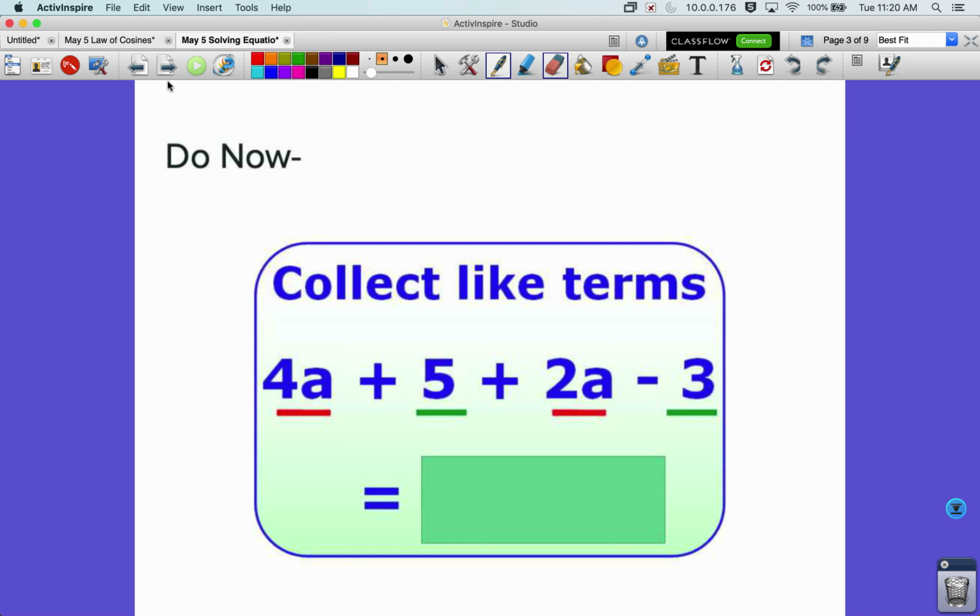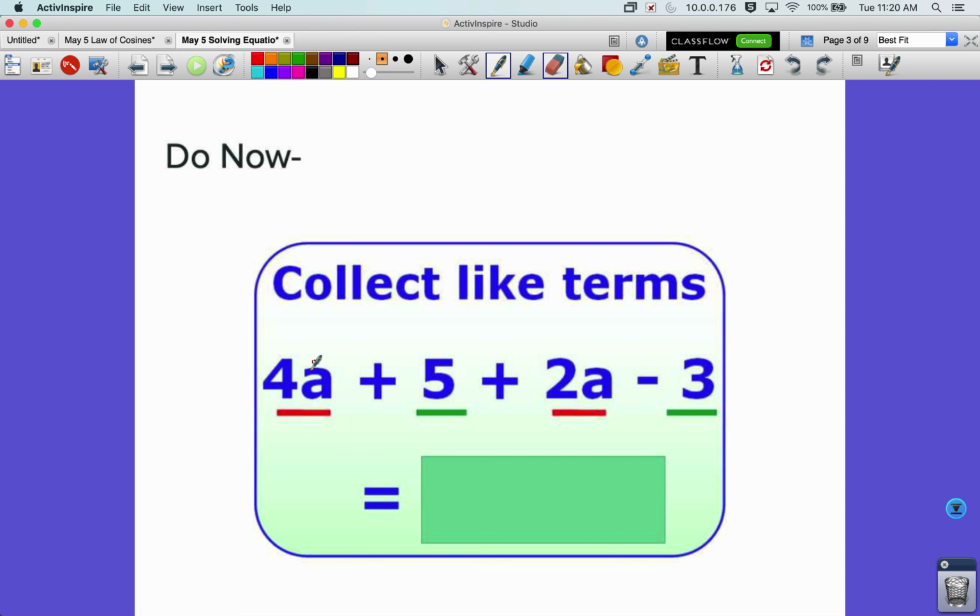So first off, hopefully you've got your notes down, you've got today's date written down. Copy this down, and then do what we often call combining like terms, but it can also be called collecting like terms. All right, the like terms are underlined in red and in green.